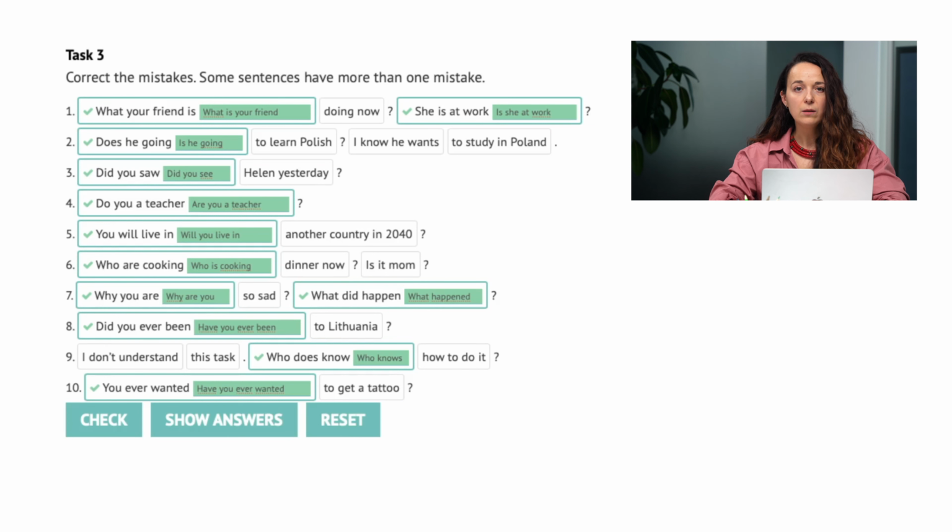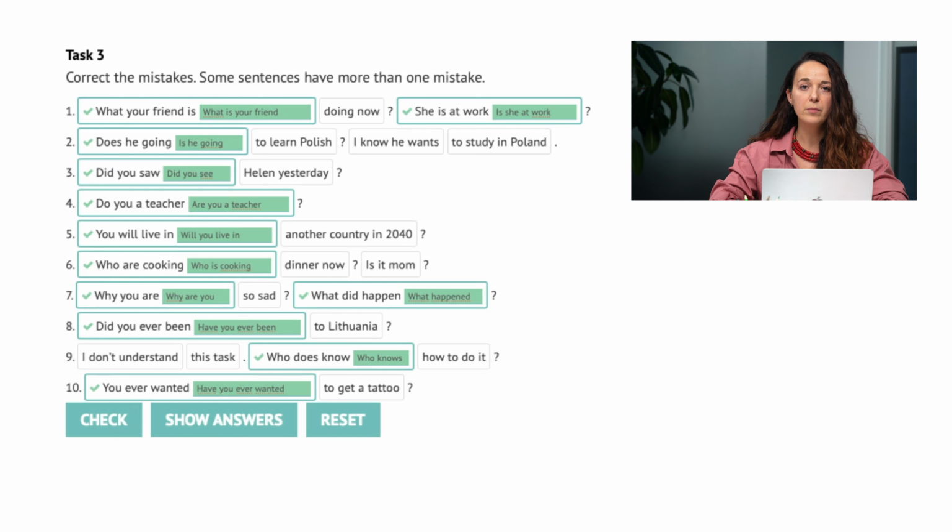Okay, so are there any questions without mistakes here? Actually, there is one. It's in number 6, the second part of it. Is it mom? Go ahead and press check now. See if you've got it all right. By the way, in this task, most questions are not the questions to the subject. So can you tell me which ones actually are?